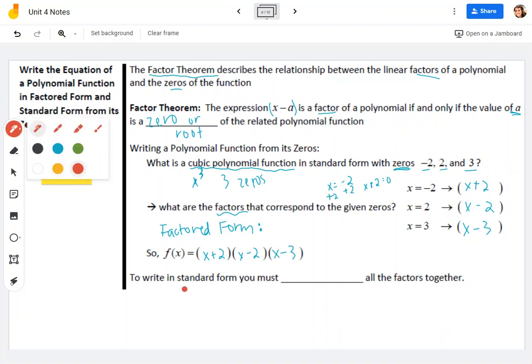If we wanted to get to standard form, which is when we have like ax cubed, bx squared, and so on, we would need to multiply all of the factors together. This is a really good skill to practice, but it's not going to be emphasized as much in this unit.